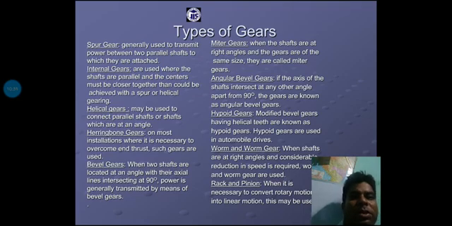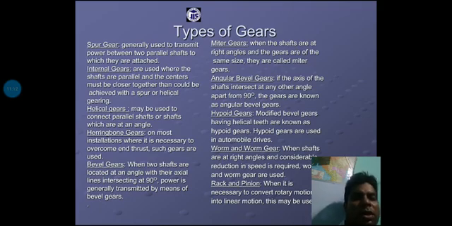Next, miter gears. When the shafts are at right angles and the gears are the same size, they are called miter gears. Angular bevel gear: if the axes of the shafts intersect at an angle other than 90 degrees, the gears are known as angular bevel gears.